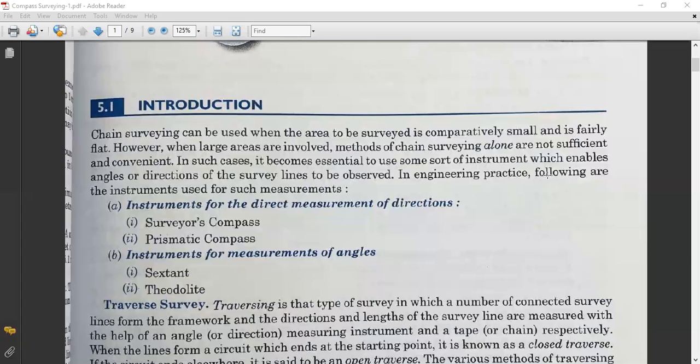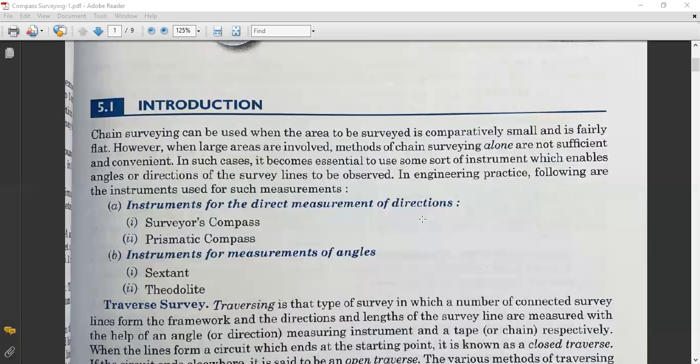Now see here, instruments for the direct measurement of directions. We use surveyor's compass and prismatic compass for the direct measurement of directions. Instruments for measurement of angles, we will be using sextant and theodolite. About theodolite, you will be studying in the next module. Now, for the measurement of directions, we will study about surveyor's compass and prismatic compass.